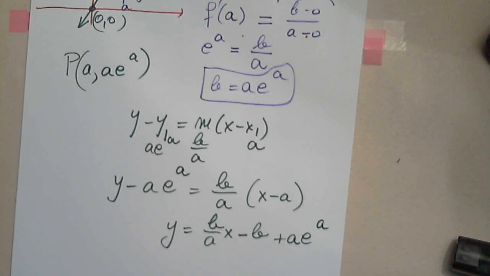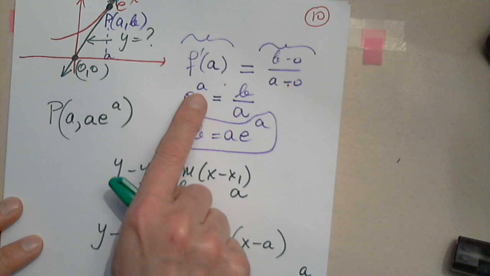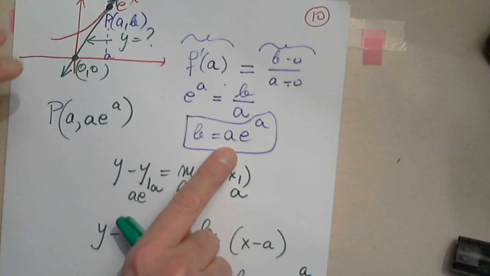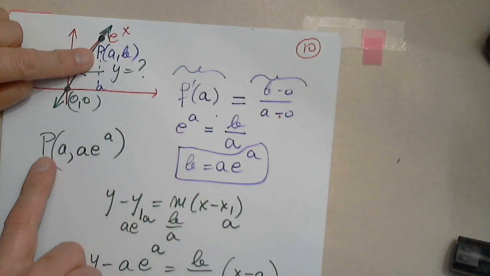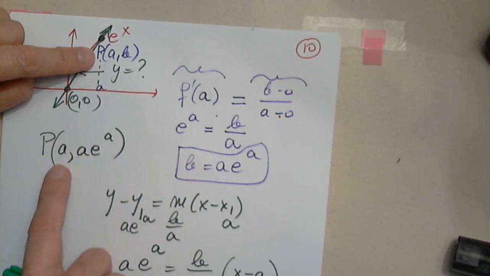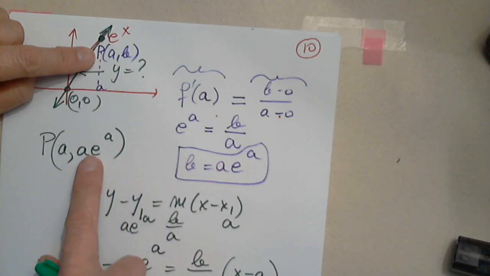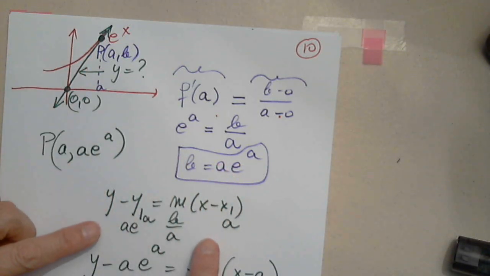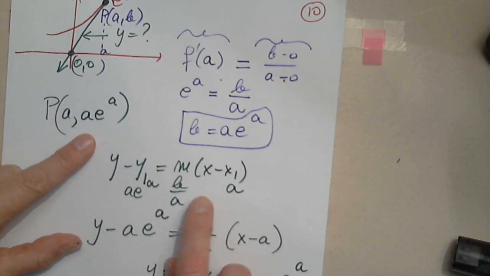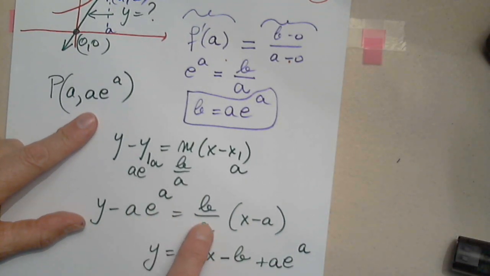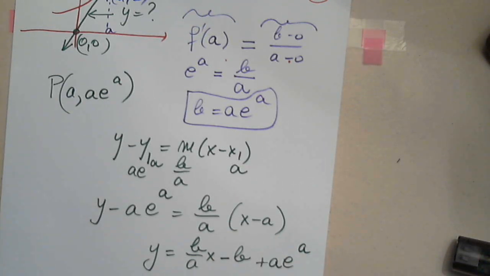Shouldn't y be equal to e to the a, because b is equal to a e over a e to the a? So b equals a times e to the a. So the coordinates of P will be a, and b is a e to the a. So in your final equation for y, couldn't you substitute b for a e to the a? Yes, right.